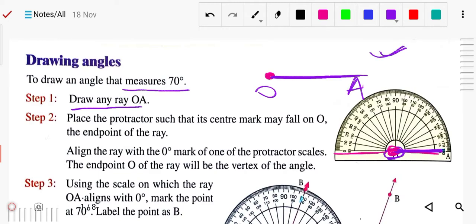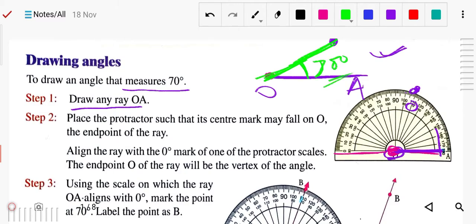So that's why we will take the inner scale, and where is the 70, here is the 70, wherever the 70 is, you just put a point here. Then remove your protractor, and with the help of the scale you have to join these two points. When you join these two points, you will see this line will be the 70 degree angle.